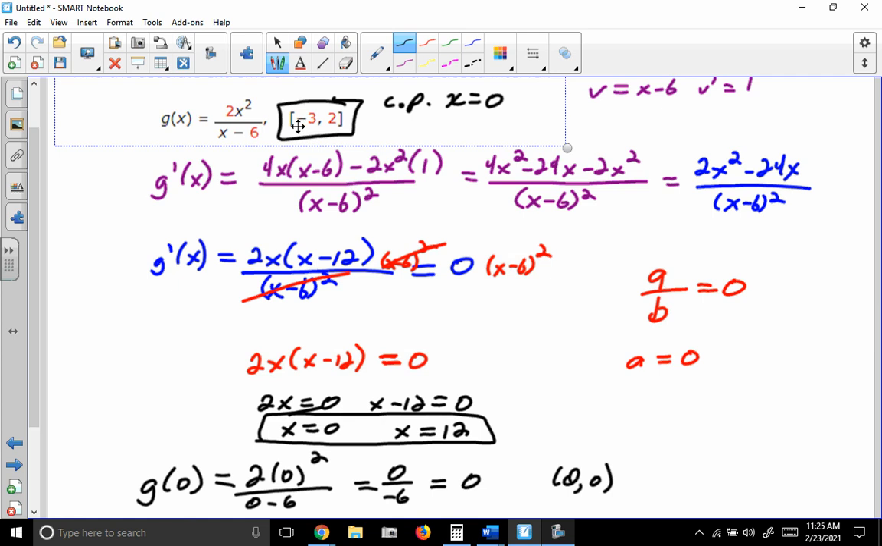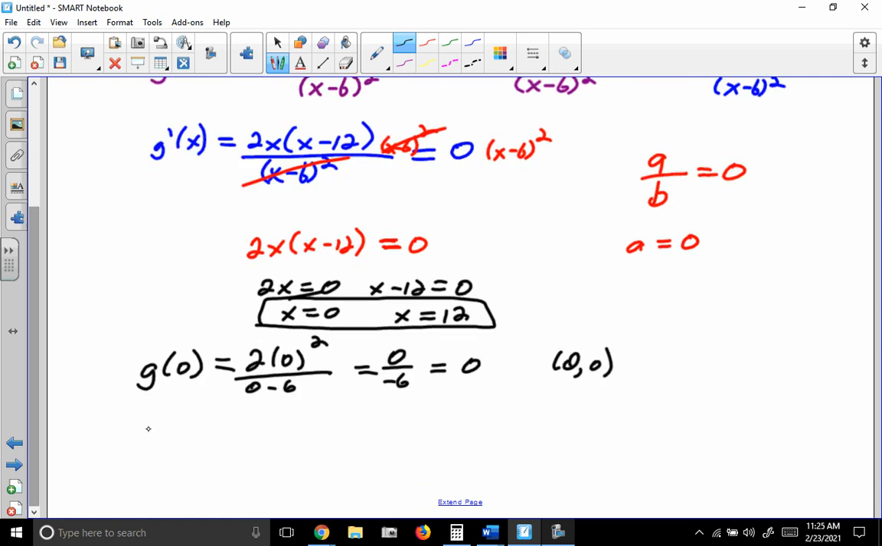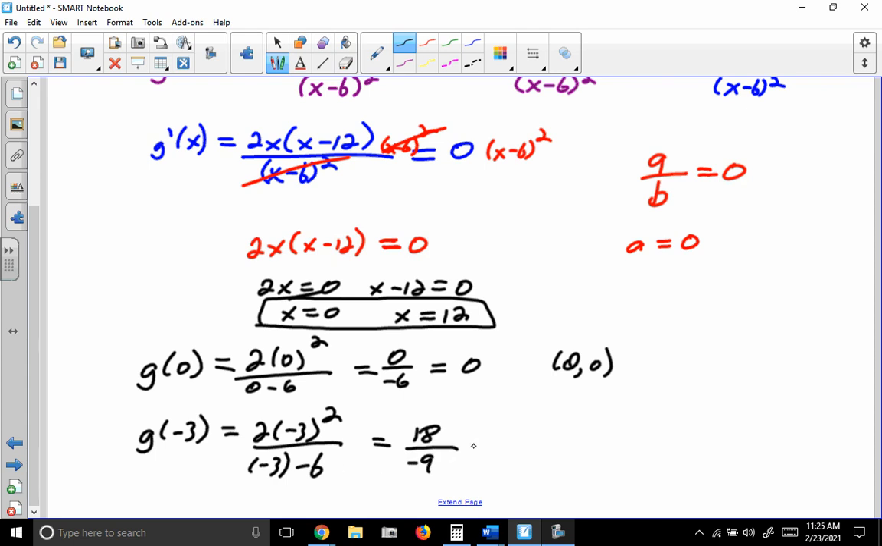We also need to know the y value at each edge of our interval. At -3, we get 2 times -3 squared over -3 minus 6. So -3 squared, that's 9, 18. Gives us -9 on bottom, for negative 2. So when x is negative 3, our y is negative 2.